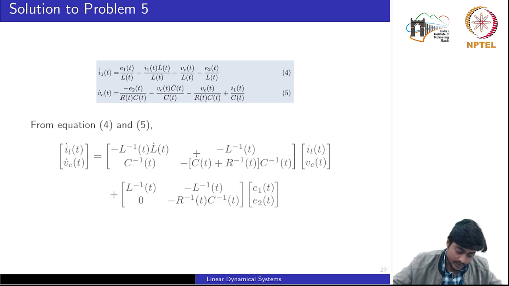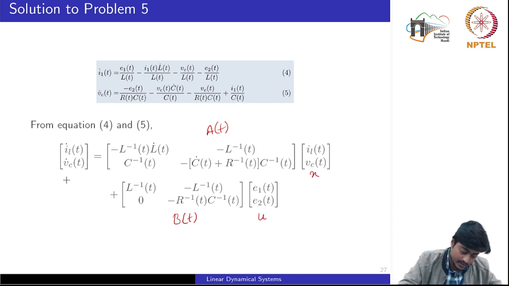So after simplifying these two equations, this is the state space representation we have obtained, where this is the state variable, this is the A of t, the time dependent A matrix, and similarly we would have a time dependent B matrix. And this is U, this is X, and this is X dot.